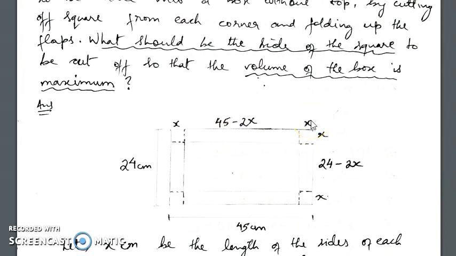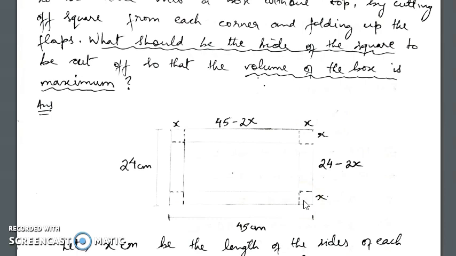So this side of the square is x. Square, all sides are equal. That means if I have x here, this also will be x. From here up to here, x. So here also x, because the squares should be equal at each corner. Here also the side of the square is x, and here also the side of the square is x.